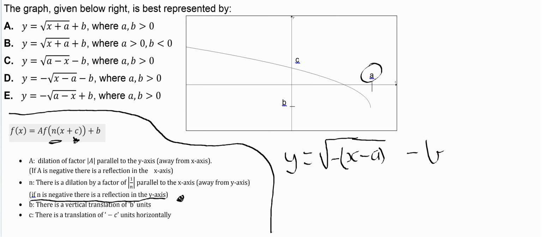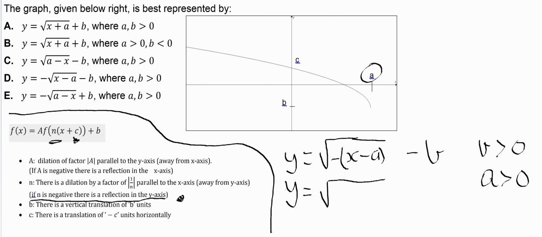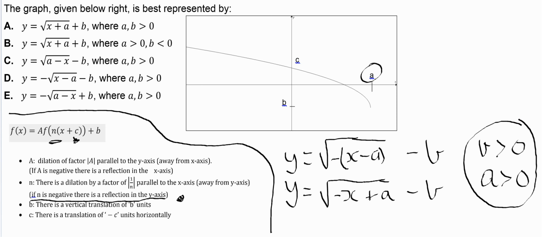So here we're assuming that b is a positive number, and a is also a positive number. So none of the answers look exactly like this. You'll notice that there's no brackets. So what I'm going to do is expand the brackets. So we're going to have y equals the square root of negative x plus a, when we expand those brackets, minus b. We still have a and b being greater than 0.